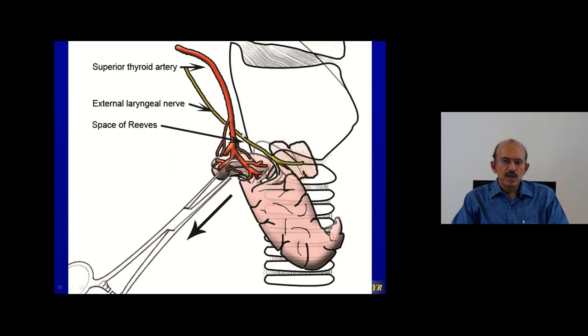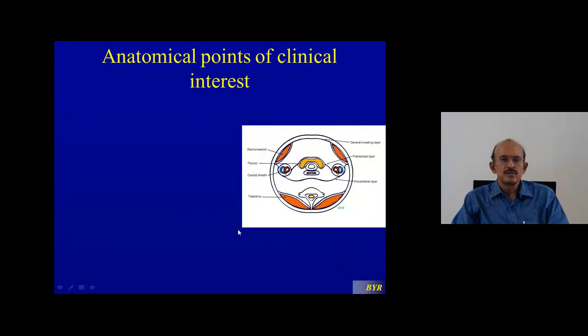The space of Reeves is nothing but the space between the medial surface of the upper pole of the thyroid gland and the cricothyroid muscle. So here is the cricothyroid muscle. The space between the cricothyroid muscle and the thyroid gland is called the space of Reeves. The space of Reeves contains the external laryngeal nerve. I hope you followed the anatomical points.